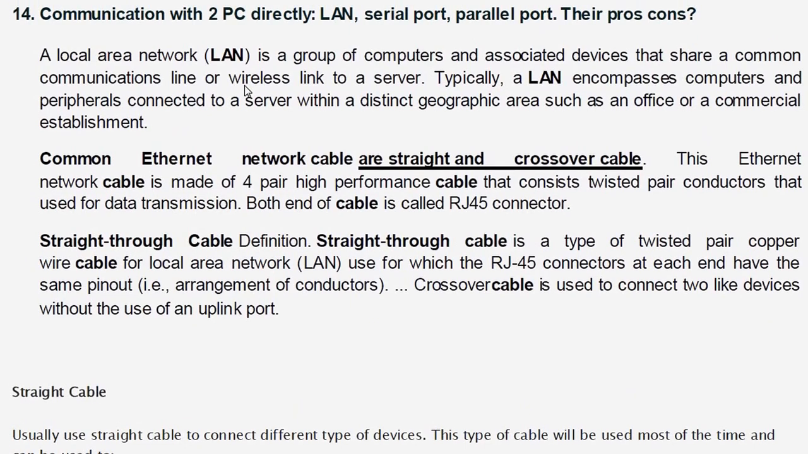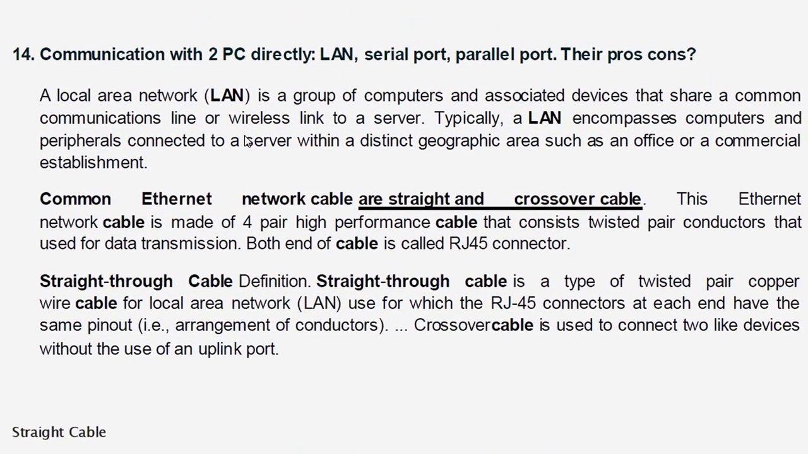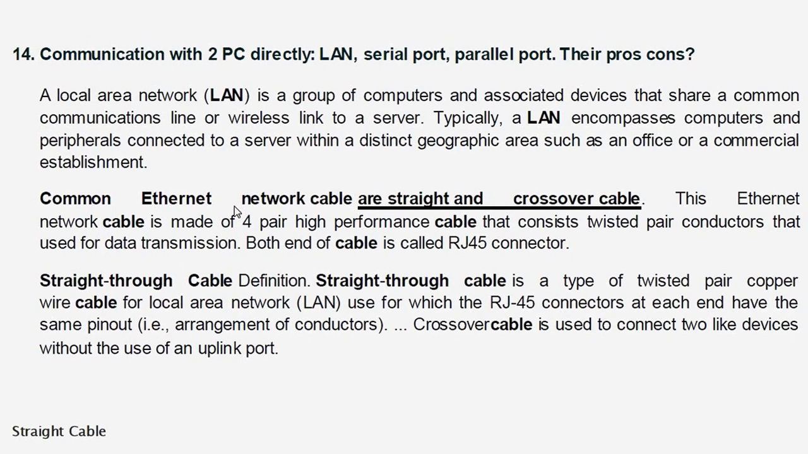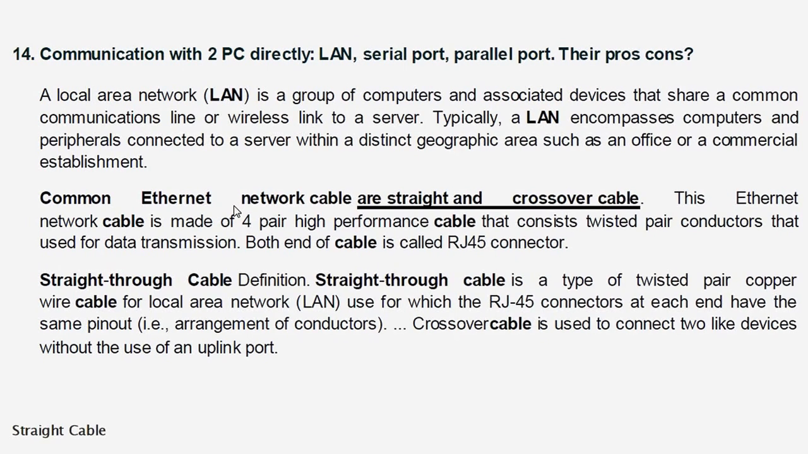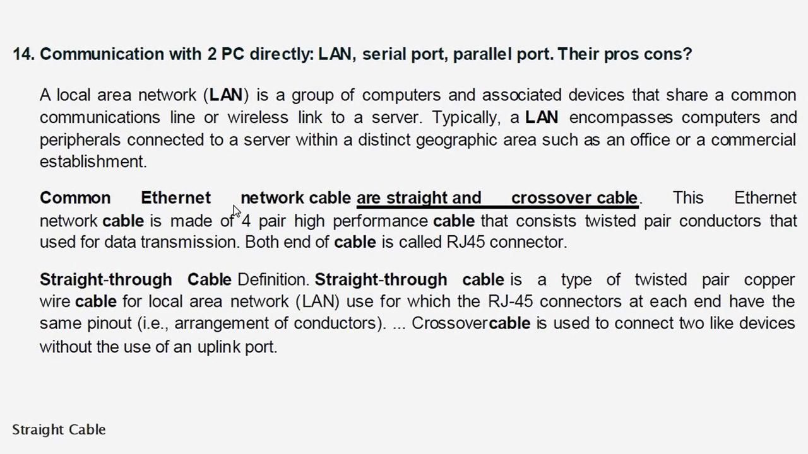And next question is communication between 2 PCs. Various means we can communicate between 2 PCs using LAN, serial port and parallel port. Their pros and cons. So first one is LAN. What is a LAN? LAN is a networking infrastructure in which groups of networks and peripherals are connected in a topology under a small geographical area, such as in an office, home or a building.